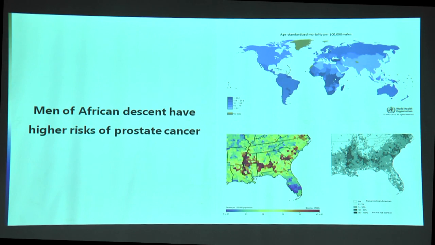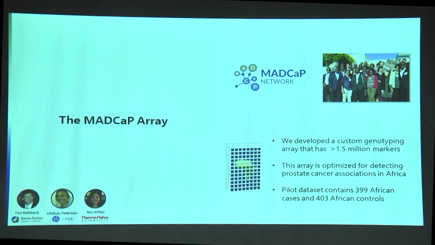Healthcare quality also matters. I'm in Atlanta, which actually has a lot of African Americans. It's right here. But our prostate cancer mortality is pretty low. So some of it has to do with hospital care as well. Given that, I joined this group called the MADCAP Network, led by Tim Rubbick. We're focusing on prostate cancer in sub-Saharan Africa, teaming up with a number of study sites in Africa. What we're trying to do is see, can we discover novel variants in Africa? And can we also predict these risks using what we know right now?